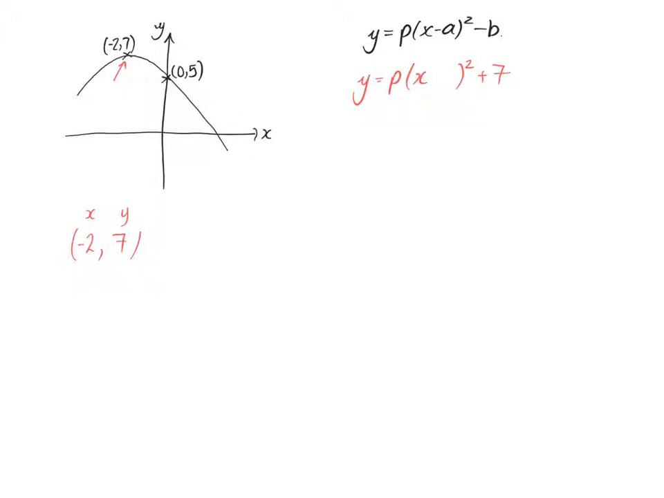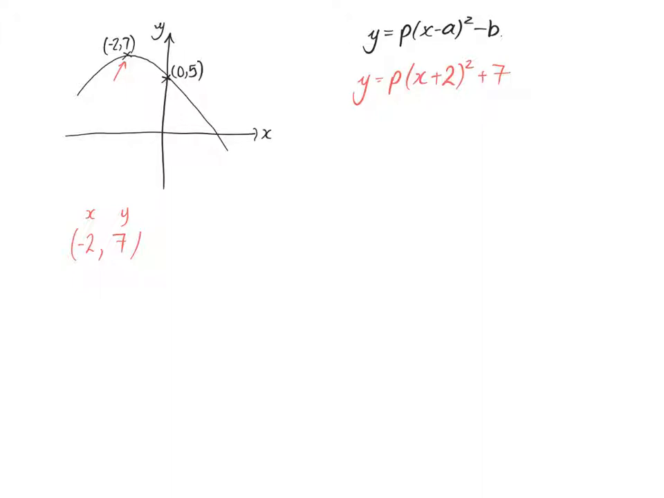And then in here, to find our value that goes for our a, it's the negative of this. So we've got to change the sign of our x value. So it's plus 2. Okay?